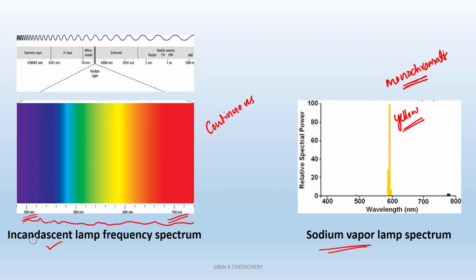Compare it with the incandescent lamp frequency spectrum. All the colors are present here, right? All the colors are present here. So that is the reason behind this monochromaticity of the sodium vapor lamp.